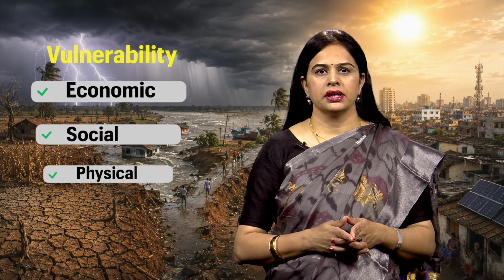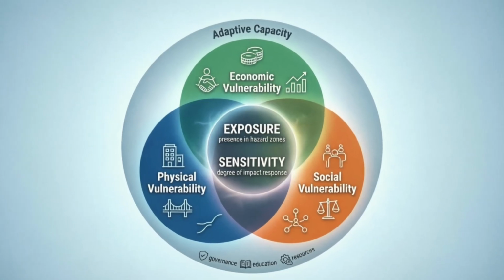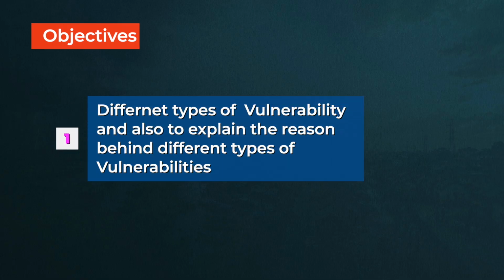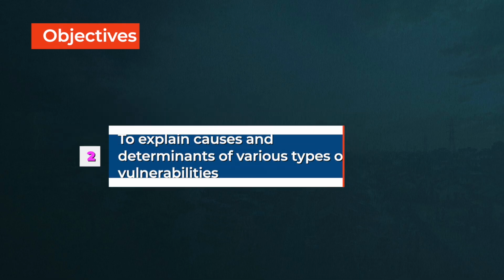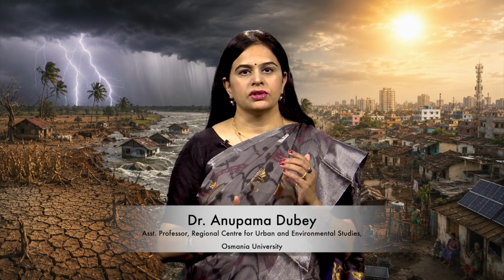Hello students, lesson on defining economic, social and physical vulnerability encompassing exposure and sensitivity. The main objectives of today's lesson are to explain different types of vulnerability and also to explain the reason behind different types of vulnerability. And the next objective of the lesson is to explain the causes and the determinants of various types of vulnerability. So let us start the discussion.